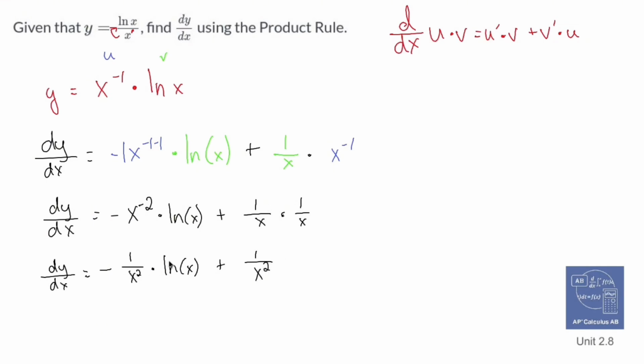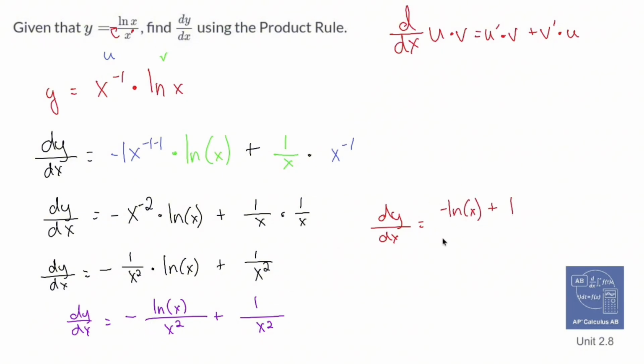Now let's multiply that ln of x to that 1 up there so we can combine these fractions. dy dx equals negative 1 times ln of x is negative ln of x all over x squared plus 1 over x squared. Now, since these are two fractions that have the same denominator, we might as well just combine them. So dy dx is going to equal negative ln of x plus 1 all over x squared.